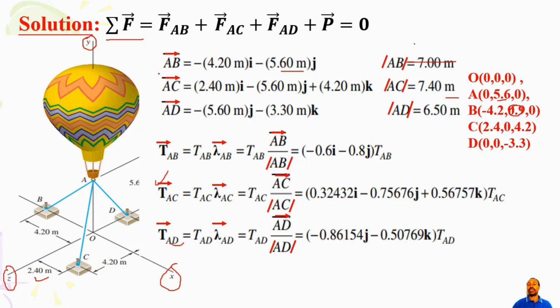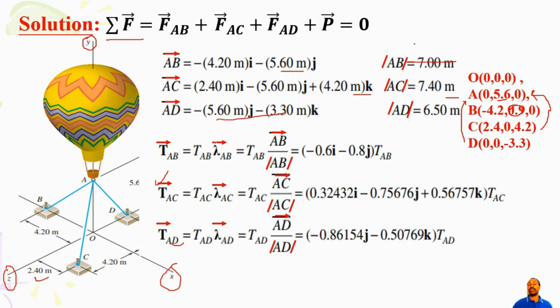For AC, again, C minus A, you subtract A from C, and then you get this value. And for AD, similarly, D minus A. You subtract A from D, then you get this one.